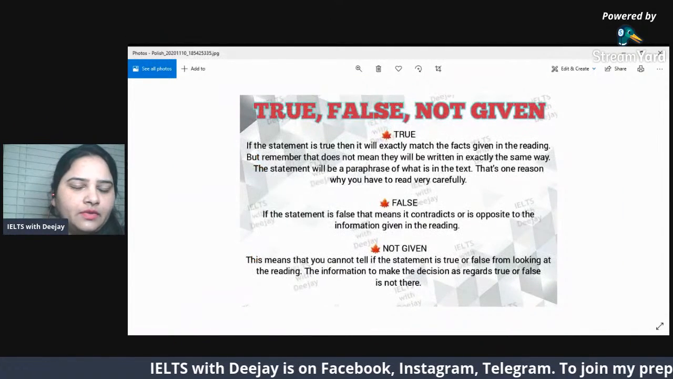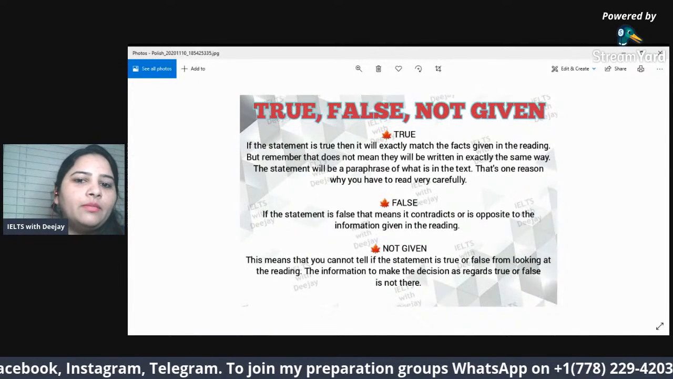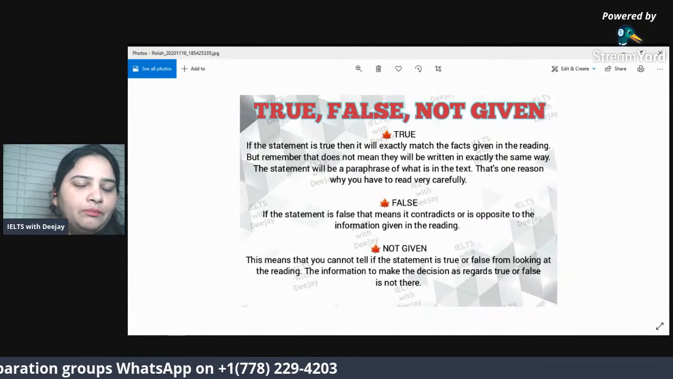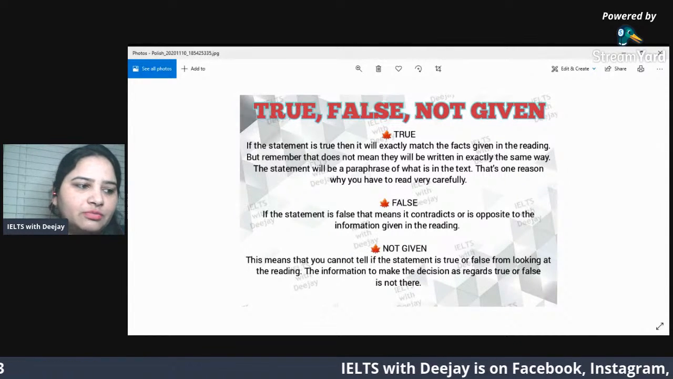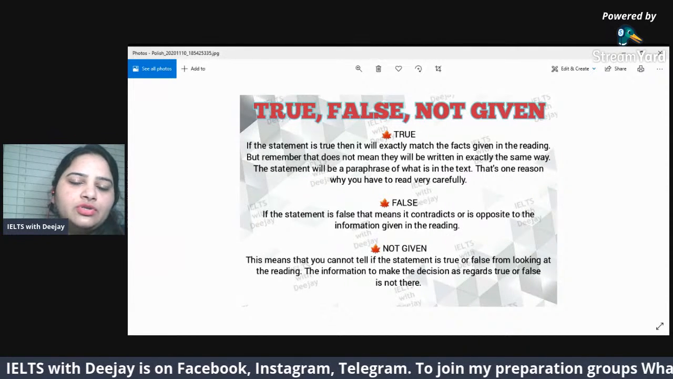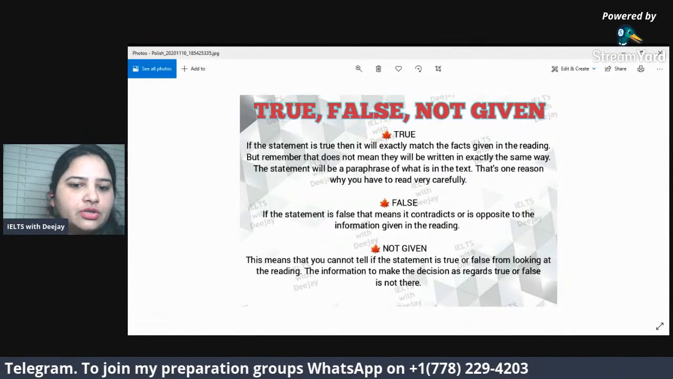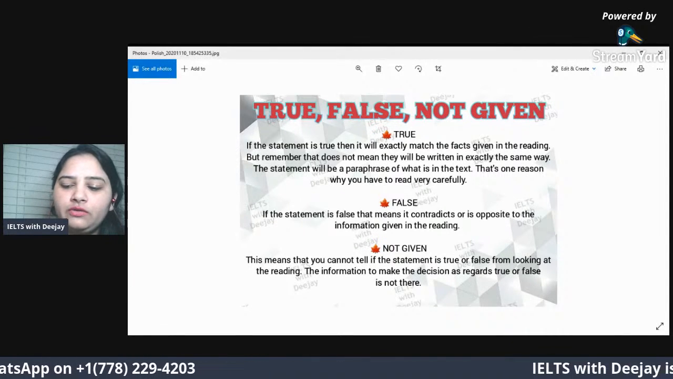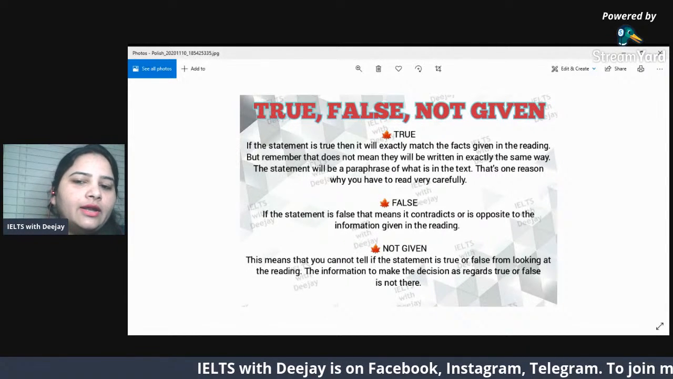I always tell that true means 100% match. You have to match the meaning, not the words, because words are going to match since everything is there in the passage. But if there is exact meaning, it's going to be true. When there is something contradicting or opposite, it's going to be false. And when some or all of the information is not given, it's going to be not given. You have to be very focused with this type of question because if you miss anything, it will be an issue for you.